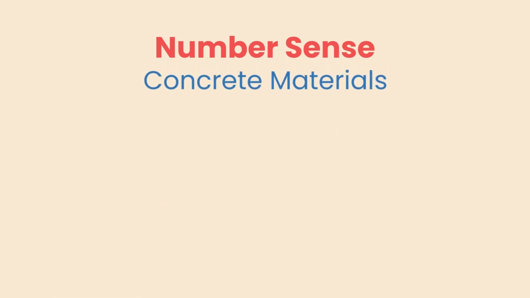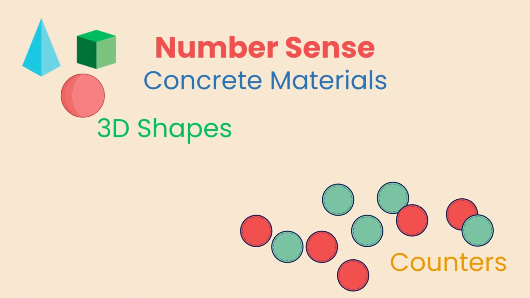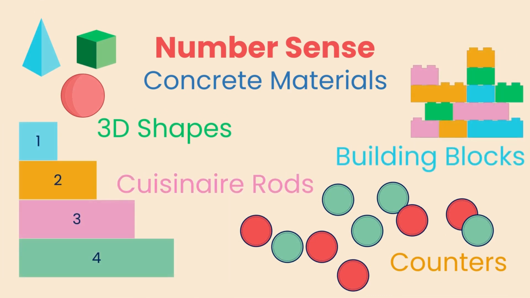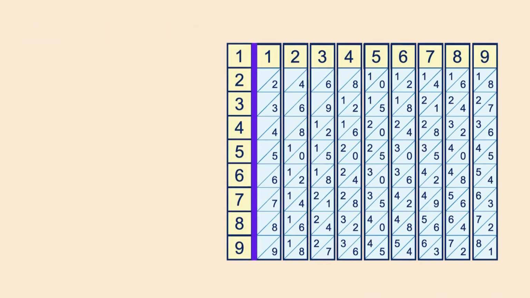Concrete materials are great tools for developing number sense, as they give a physical representation of the maths you are trying to figure out. People use concrete materials to help them understand things all the time, and they should not be limited to primary school learning. Some examples of concrete materials are counters, 3D shapes, building blocks, and Cuisenaire rods. Perhaps try experimenting with these materials and different methods to see how they can help you visualize the maths you are learning. We will now look further into using concrete materials in order to help us multiply and divide.